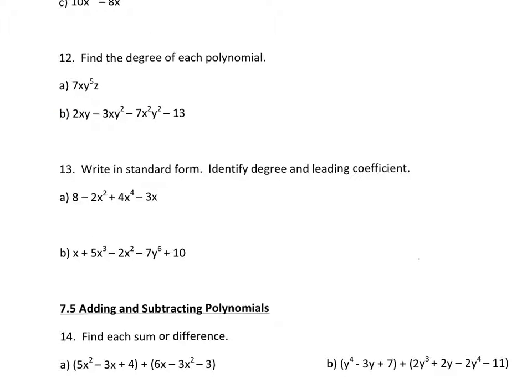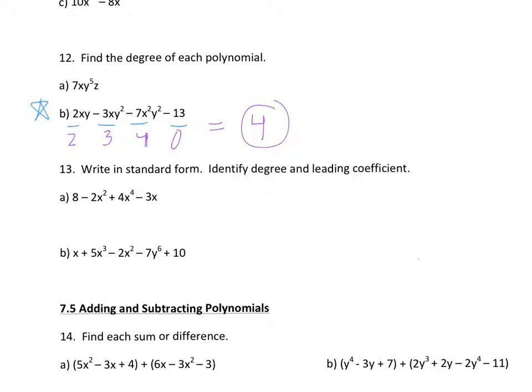Number 12 says classify or find the degree of each polynomial. So we will look at 12b. And so to find the degree of a polynomial of multiple terms, I need to find each term's degree, and then whichever term has the largest degree would be the degree of that entire polynomial. So if I look at 2xy, that degree is 2. Negative 3xy squared is 3 again because I add x to the first power plus y to the second. 2 plus 1 is 3. And then the third term, it would be 4, and 13 does not have a degree, so the degree of this polynomial would be 4.